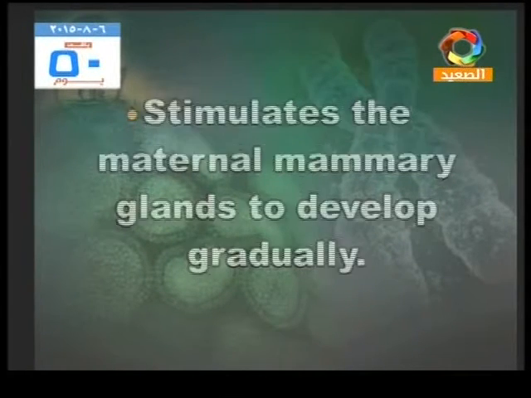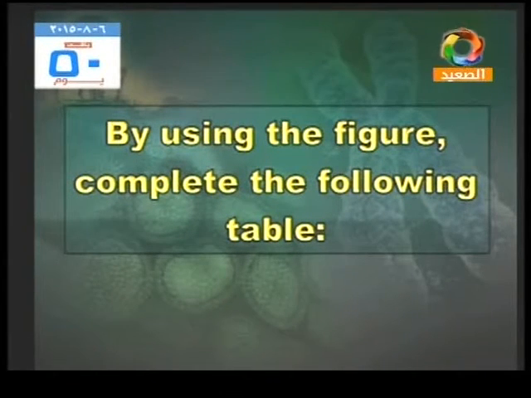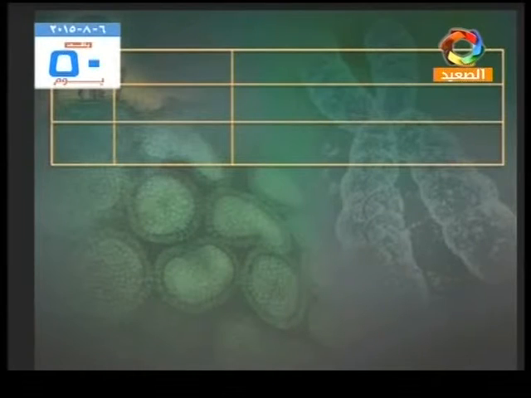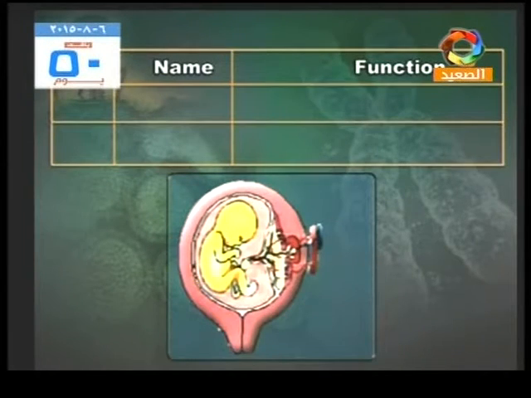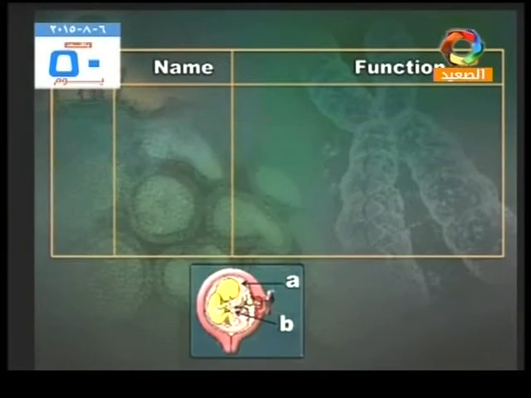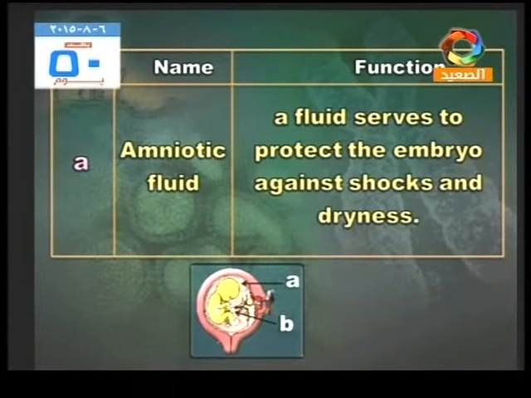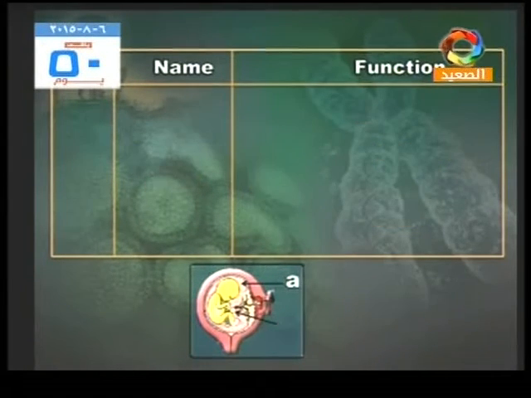Question 4. By using the figure, complete the following table. Part number 1, A, amniotic fluid. Amniotic fluid is a fluid which serves to protect the embryo against shocks and dryness.